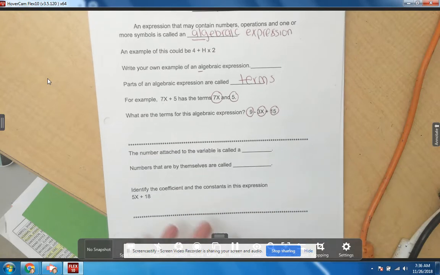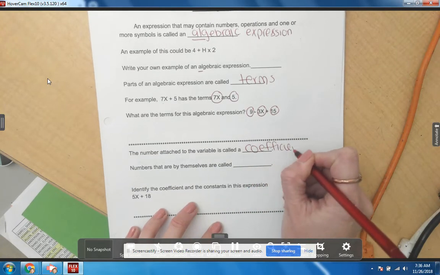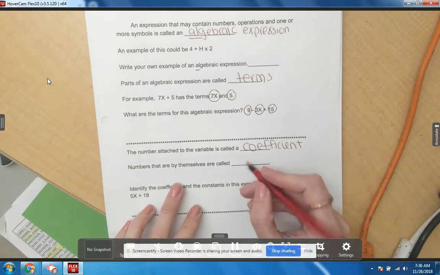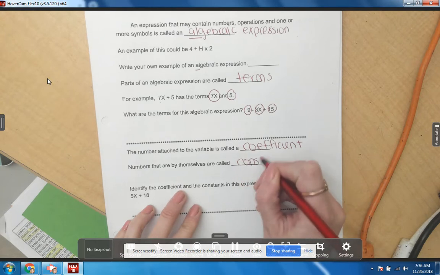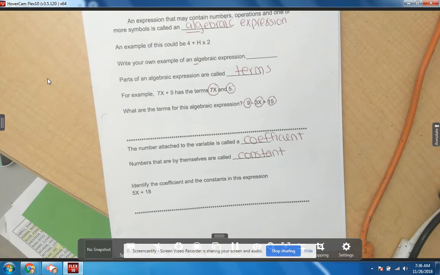The number attached to the variable is called a coefficient. So when you're looking at an algebraic expression, the number that's stuck to the letter is the coefficient. So not the letter itself, but the number stuck to it. Numbers that are by themselves are called constants. They're constantly by themselves, so they're called constants.